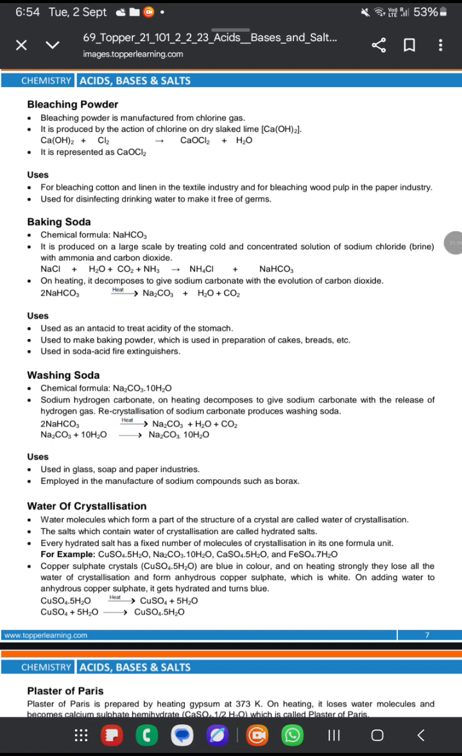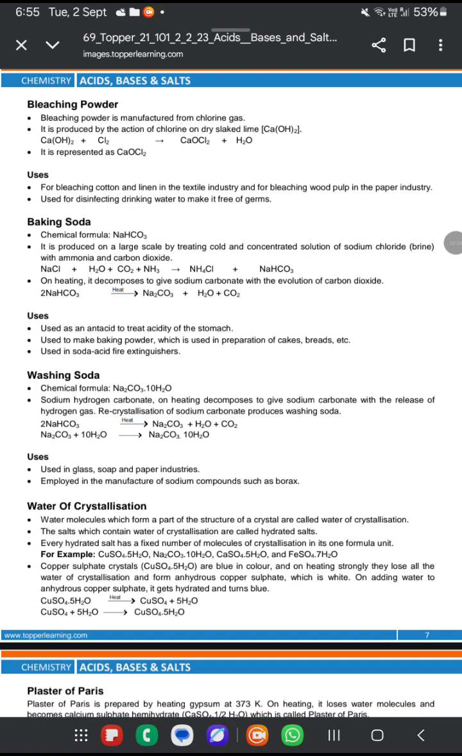paper industry. Baking soda. Chemical formula sodium hydrogen carbonate, NaHCO3. It is produced on a large scale by treating a concentrated solution of sodium chloride, brine, with ammonia and carbon dioxide. NaCl plus H2O plus CO2 plus NH3 gives NH4Cl plus NaHCO3.